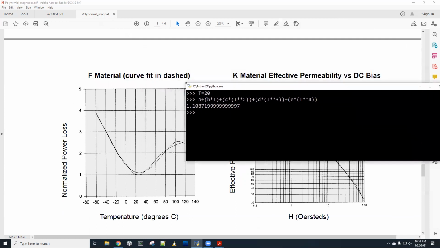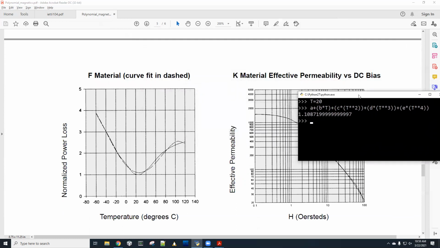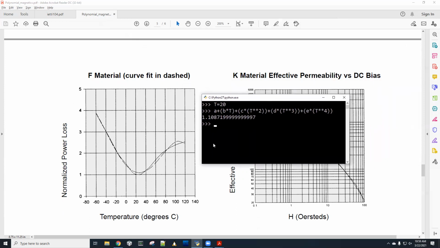I'll shorten my Python window like this. It doesn't have to be quite as wide. So what we're saying here is that at 20 degrees Celsius, the measured or empirical data put our normalized power loss at a value of 1, and the curve that is fit to try to match this empirical data actually puts a power loss a little bit higher.